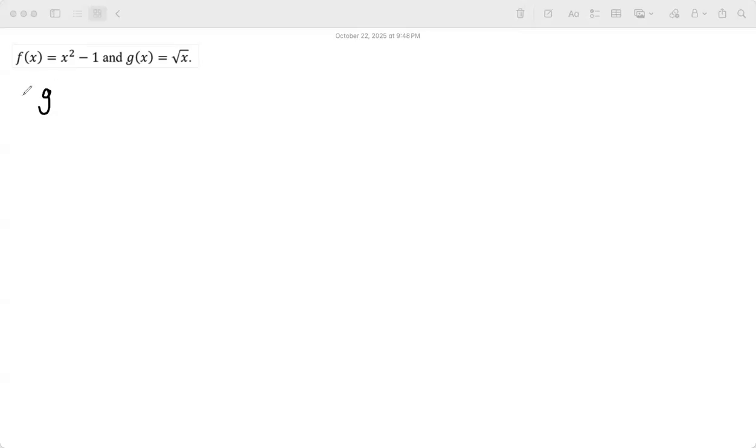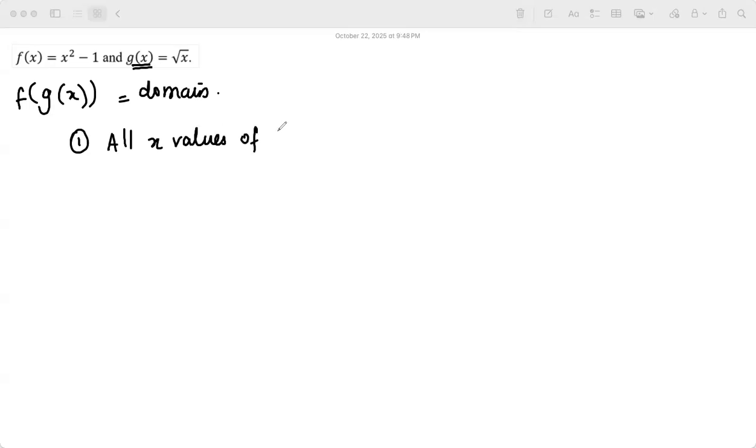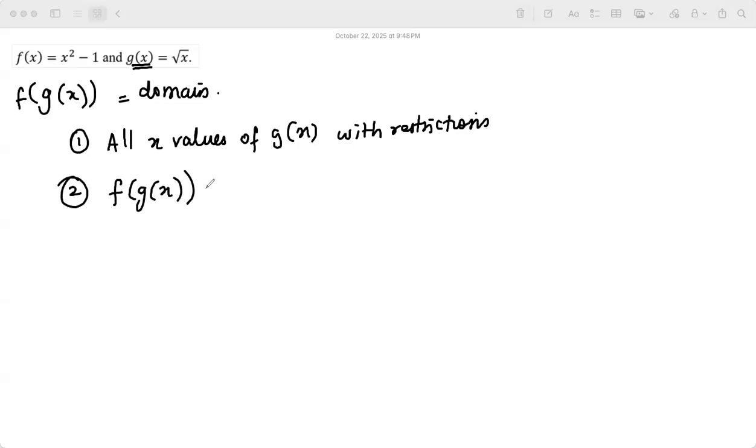Now, f of g of x. We need to find the domain. That's the question asked. First of all, we need to see what? g of x. What did I say? First, you need to consider all x values of g of x with restrictions. This is quite important, okay? Second one is, find f of g of x, and then see whether there are restrictions on that. These two steps you need to execute.